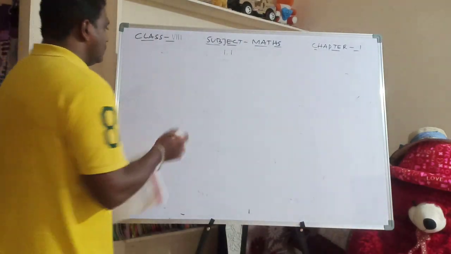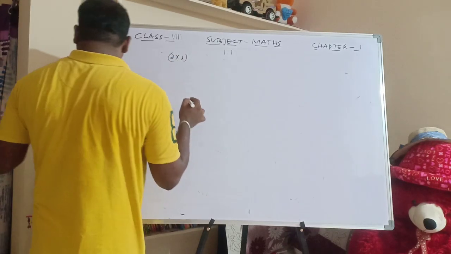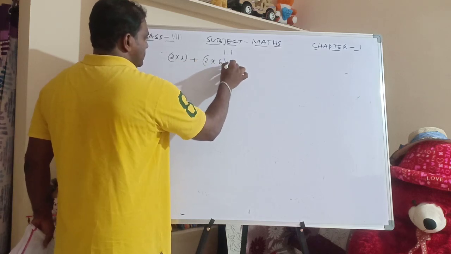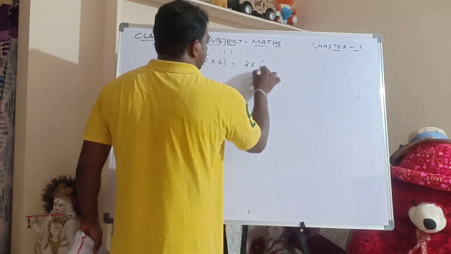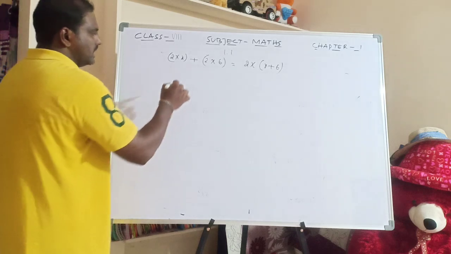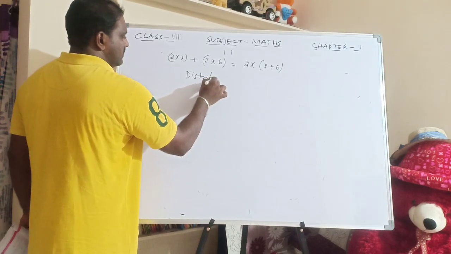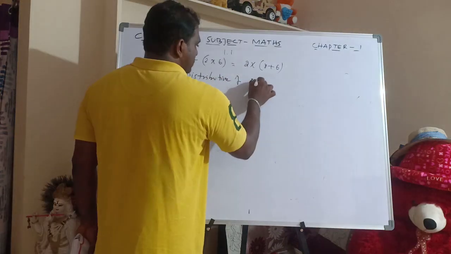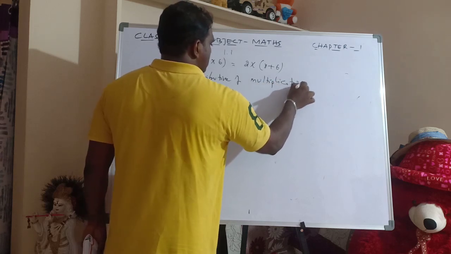Next one more, the last one. 2 into x plus 2 into 6 is equal to 2 into x plus 6. So this is the distributive property, distributive property of multiplication over addition.